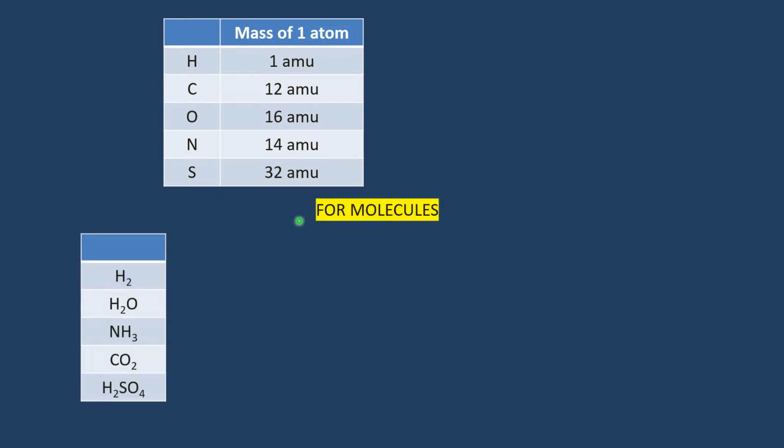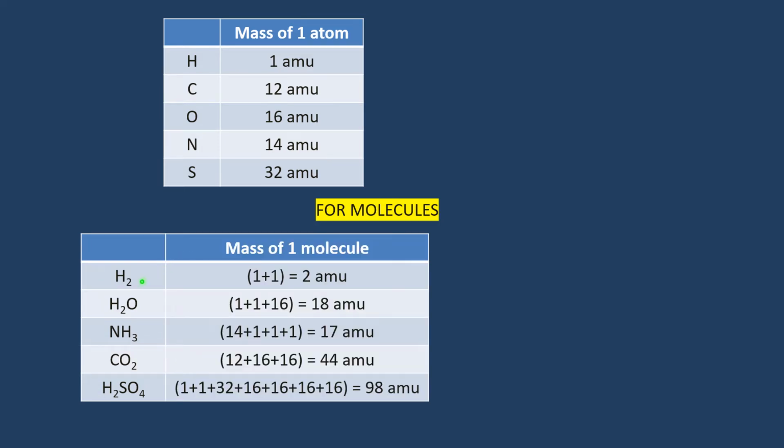For molecules, let us do it with hydrogen. Mass of one molecule of hydrogen: there are two hydrogen atoms, so 1 plus 1, 2 AMU. In the same manner, mass of one molecule of water is 1 plus 1 plus 16, 18 AMU. Mass of one molecule of ammonia is 17 AMU.